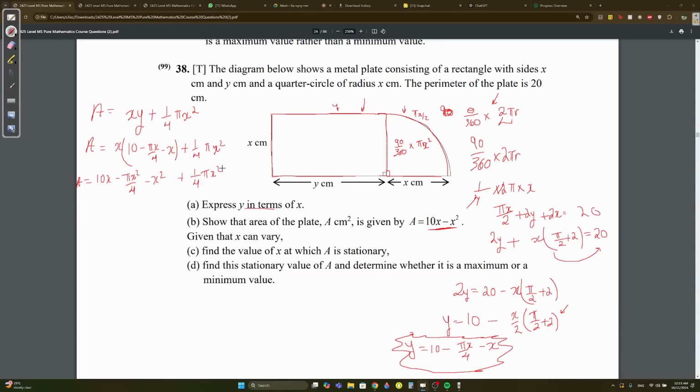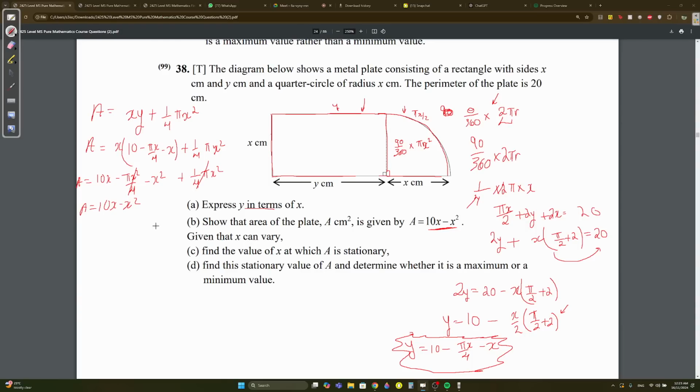Minus pi x squared over 4 plus 1 over 4 pi x squared cancels, because this is the same as saying 1 over 4 pi x squared here. Okay, so these two cancel each other: 1 over 4 minus 1 over 4 plus 1 over 4. So you're going to get A is equal to 10x minus x squared.